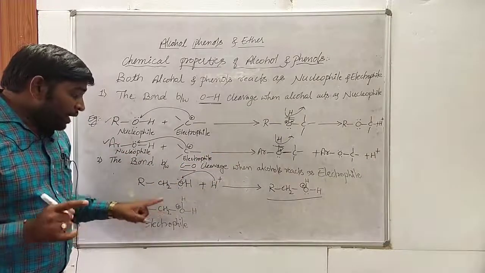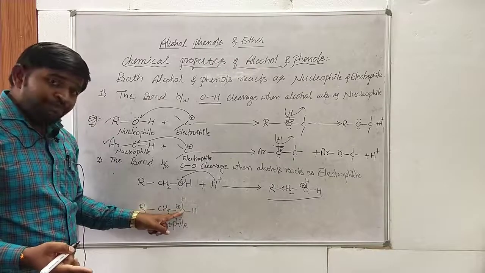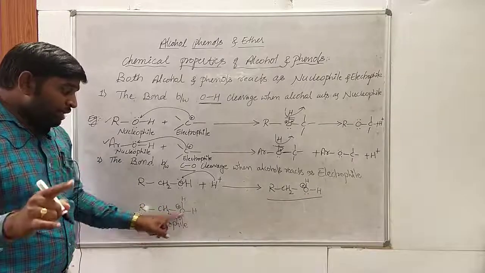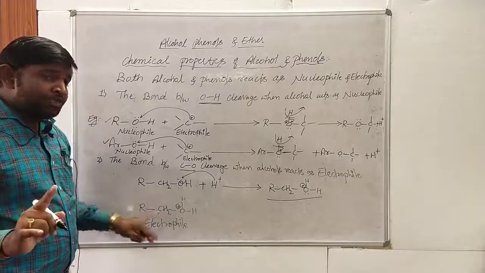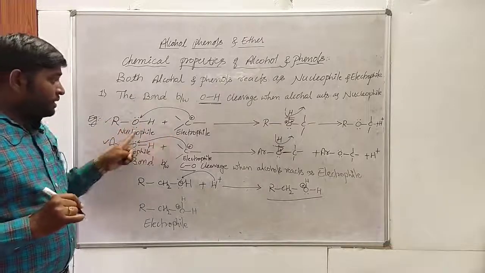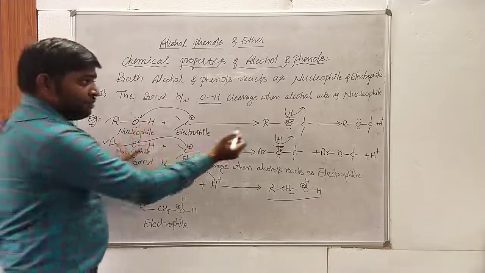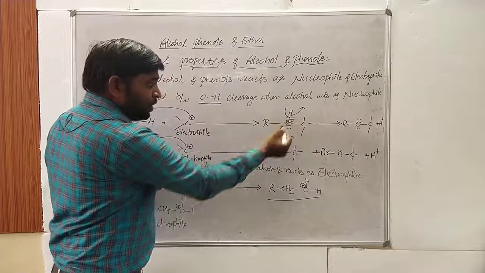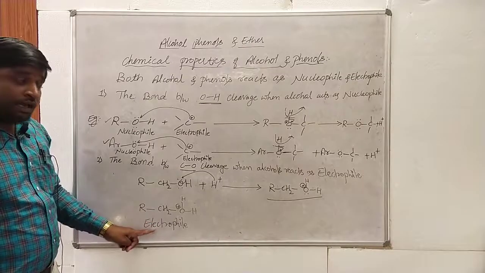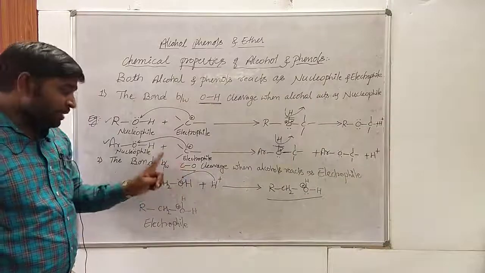Okay, here which bond is going to be cleaved, either OH or CO? If the alcohol acts as a nucleophile, then ultimately the OH bond is going to be cleaved, as we saw in the above two examples. See here, this acts as a nucleophile, so the OH bond is going to be cleaved. So here we are observing the cleavage of the OH bond. And here this alcohol acts as an electrophile. If it is an electrophile, the cleavage of the CO bond will take place.